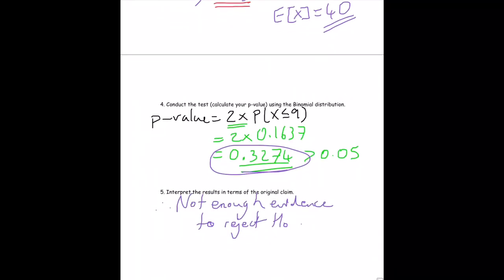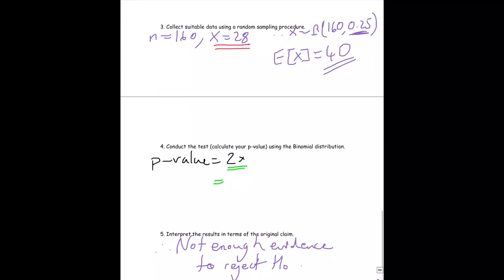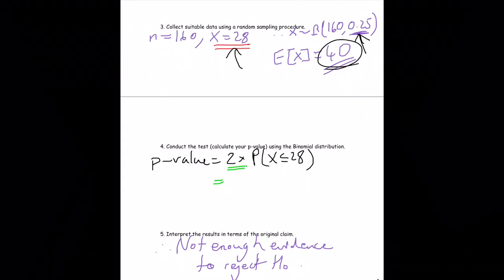Let's have a look. How likely are we to get 28 or something even less than 28 if 25% of people use a credit card out of 160? So if I'm expecting 40 people, how likely is it to get 28 or even less using a credit card? Well, again, binomial tables, n is 160, p is 0.25, x is 28.